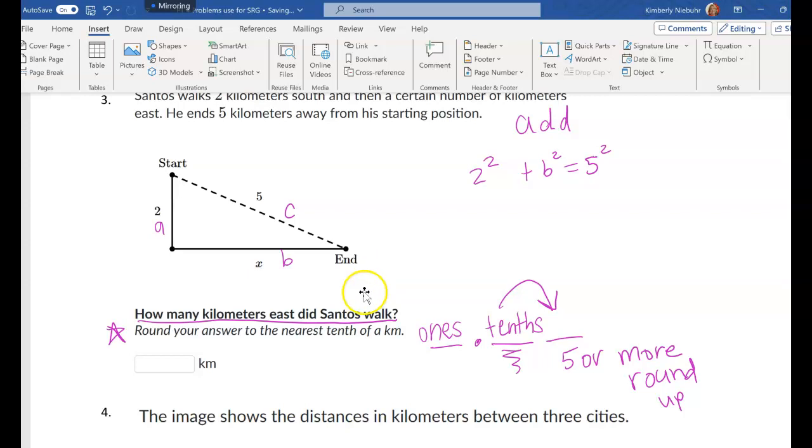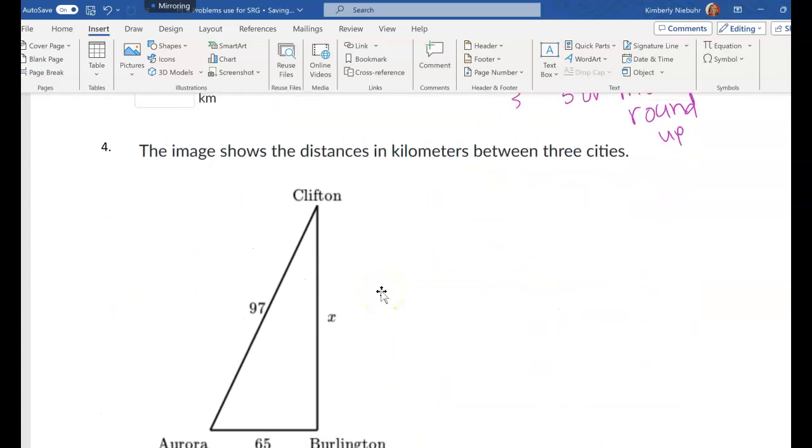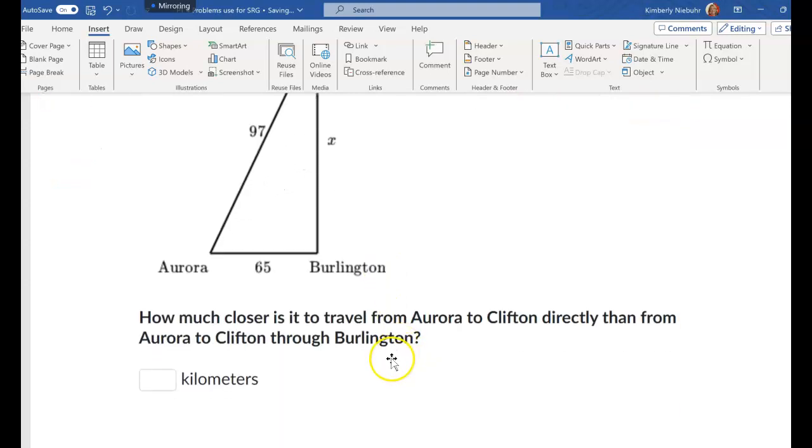Boy, I did a whole lot of work there with you. Number 4 is very challenging. It's like a level 4. There are multi-steps to it. If you can do the first step correctly, I will help you with the second step.